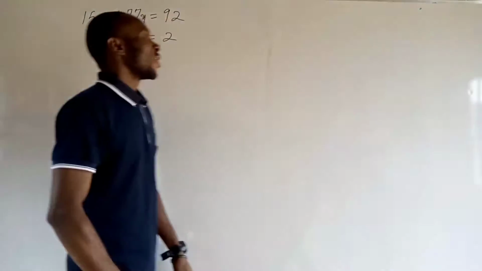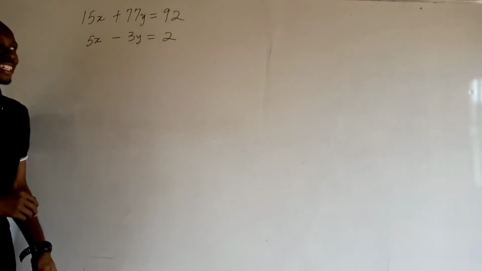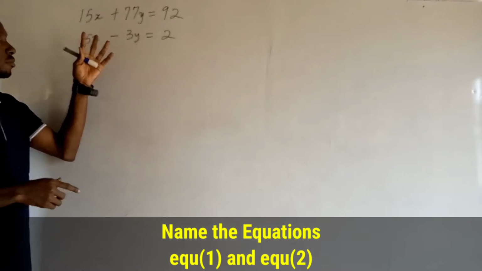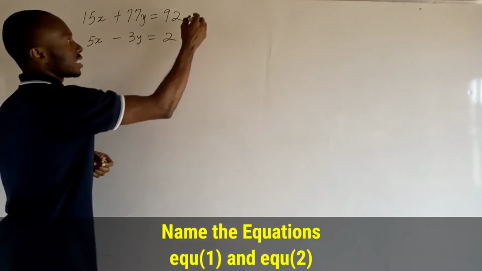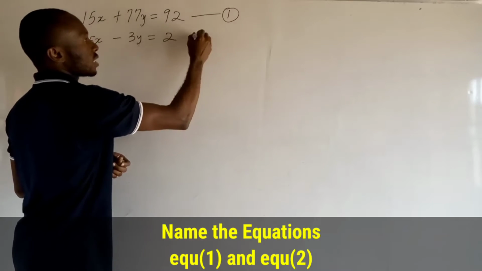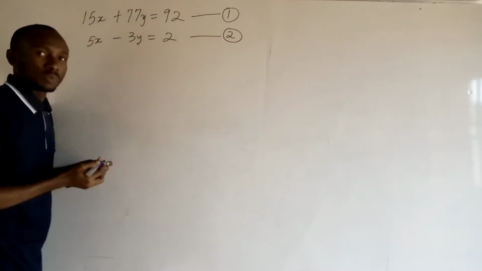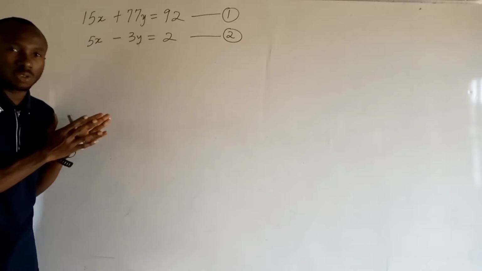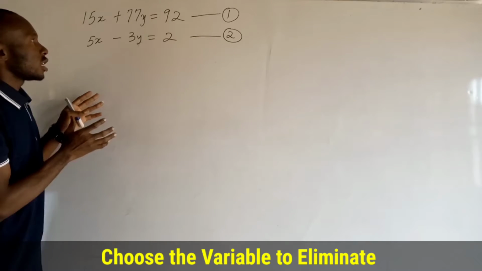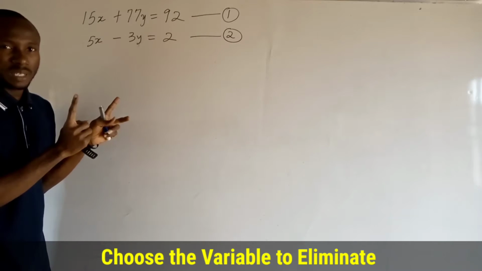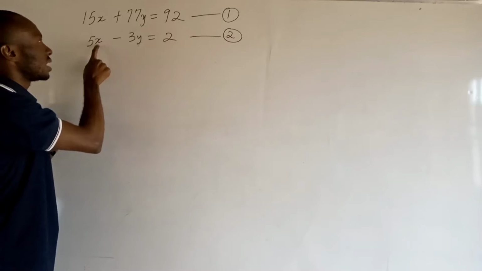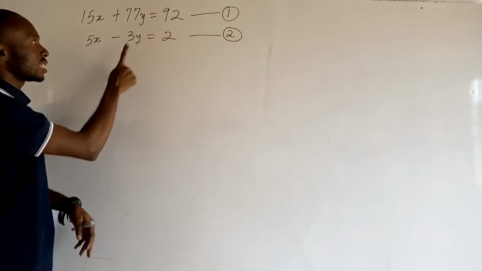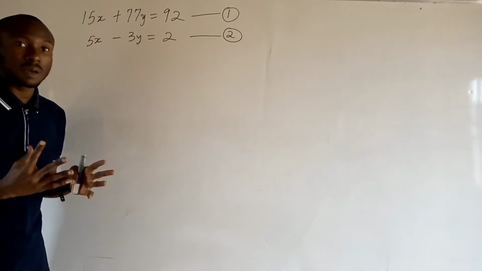So today's question: I always tell you the first thing you do is to name the equations. I'll name this equation 1 and this equation 2. Since we are solving this by the elimination method, the next thing is to look for which variable to eliminate. I always love to eliminate the x variable, the one that starts the equation. You may try eliminating y; it's the same principle.